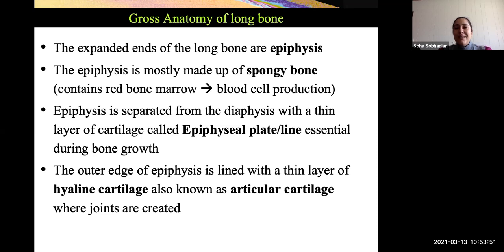So articular cartilage, this type of cartilage is very slimy and very easily slides over each other. So anytime you have two bones coming into contact with each other, then you have that articular or hyaline cartilage that allows the tissue to be sliding over each other rather than rubbing against each other.